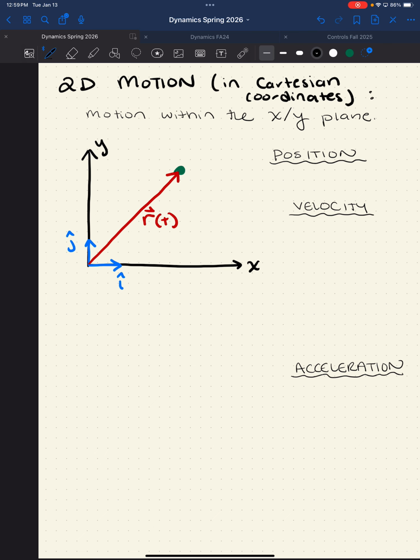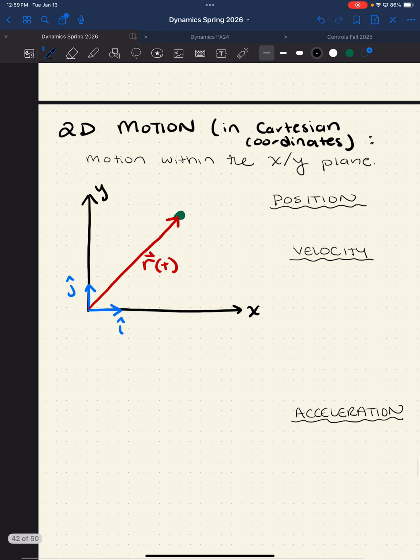Okay, so let's say I have an xy plane, and I have some particle in green here, out in this xy plane, and I want to track the motion of that particle through the xy plane. The first way that I can do that is by tracking its position. We do so with this r vector. We call the r vector the position of the particle, and it can depend on time. And I'm going to write it like this, but I'll give a little explanation.